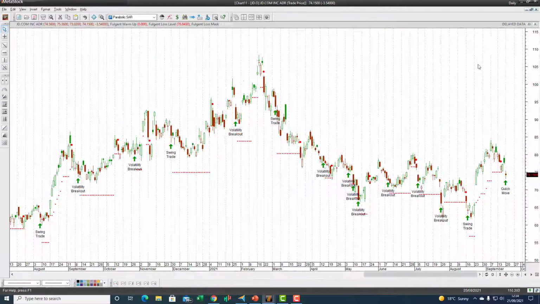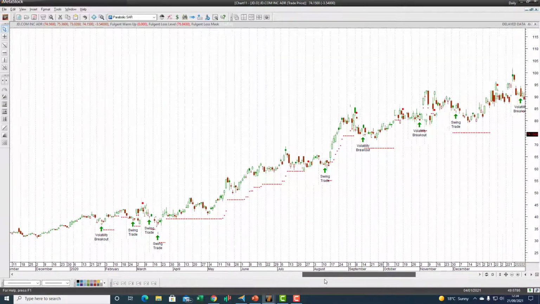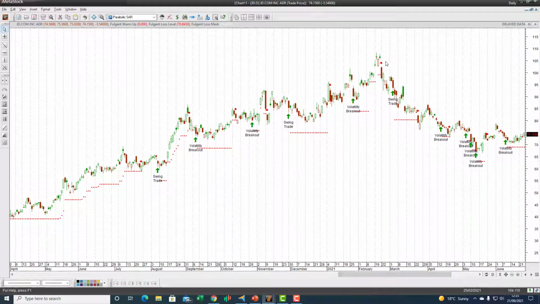JD Sports is an ADR. Here we go. Quick move, swing trade. You can see it's a very volatile stock. Plenty of trades here. Swing trades worked out well. Volatility breakouts worked out well. You can see historically swing trade. Even that last volatility breakout worked well.